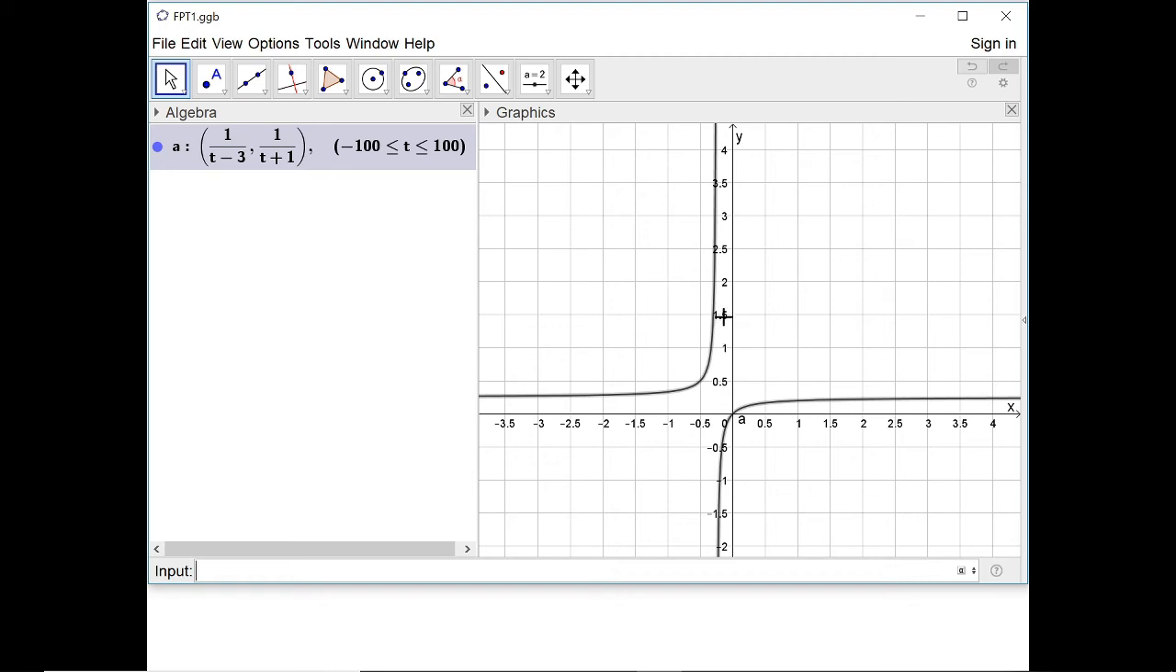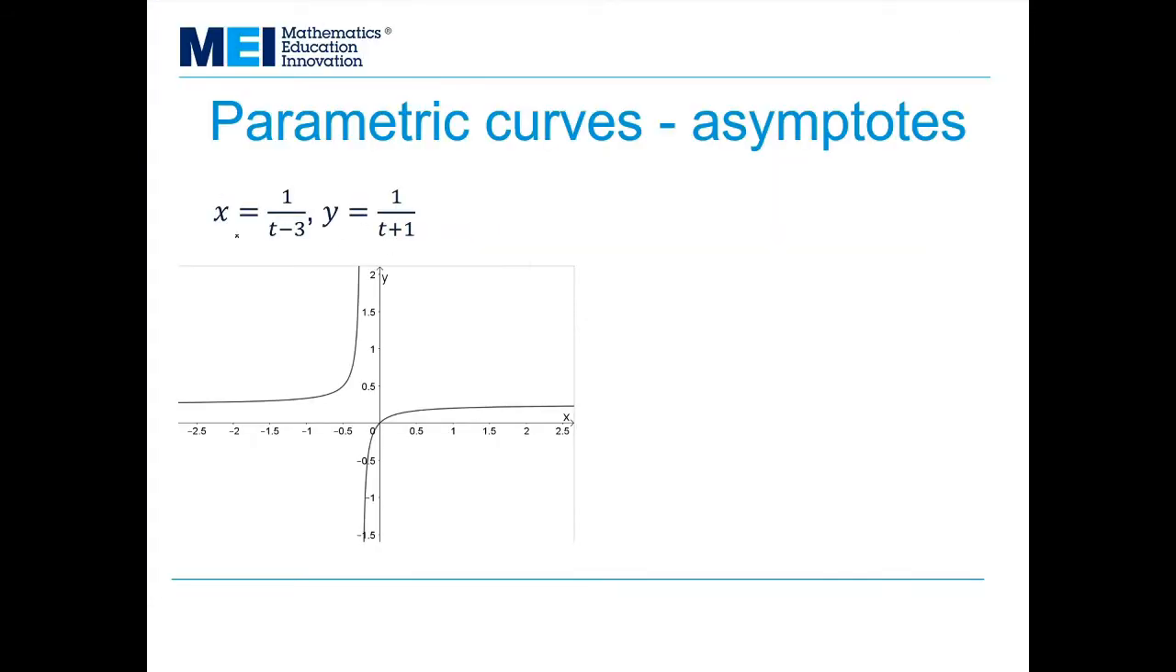Let's see if we can deduce these looking back at our function. So to find asymptotes, I want to find a value of t where x tends to infinity, and then find the corresponding value of y. So, as t approaches 3, x tends to infinity, and at that point, y is equal to 1 over 3 plus 1, which is 1 over 4, which is 0.25. And I spotted that when I looked at my graph.